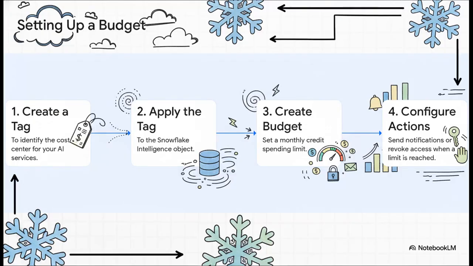When it comes to spending, Snowflake gives you direct control with something called resource budgets. And it's a pretty simple but effective process. You just create a tag to identify our AI services, apply that tag, and then set a monthly spending limit. And then you can configure actions. For example, you can tell it to send you an email when you hit 80% of your budget, or you can even have it automatically shut off access if the budget is maxed out.